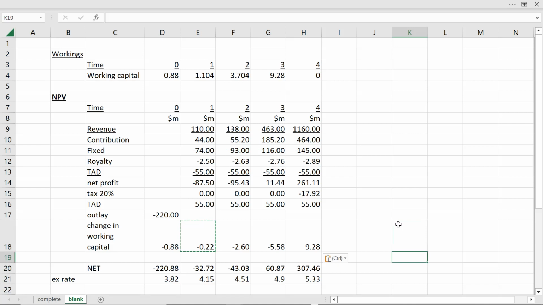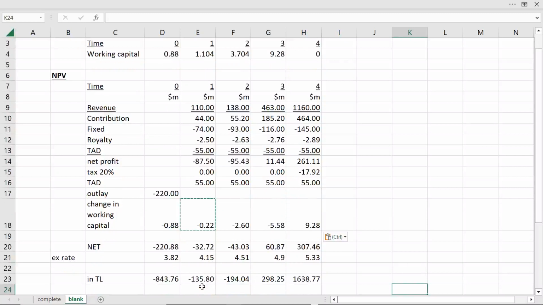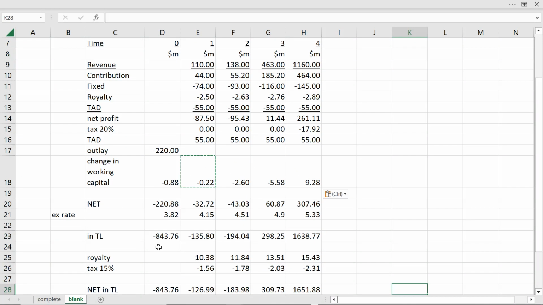I'm given the exchange rate. I've got to be careful with the exchange rate. The exchange rate is quoted to the dollar, so when I convert into Turkish lira, I need to multiply by the exchange rate to get into Turkish lira. And then finally, I've got the royalty. I'm going to calculate the royalty as the amount in dollars multiplied by the exchange rate and converted into a positive number. And then I take 15% tax off that.